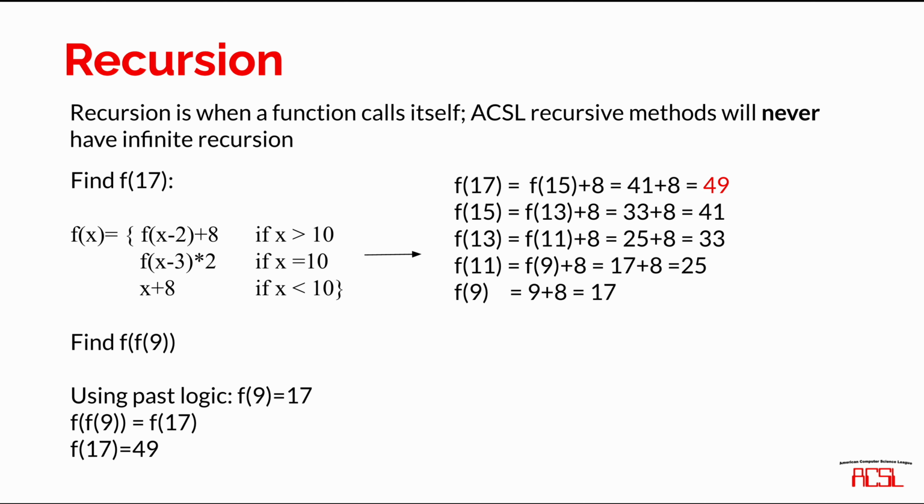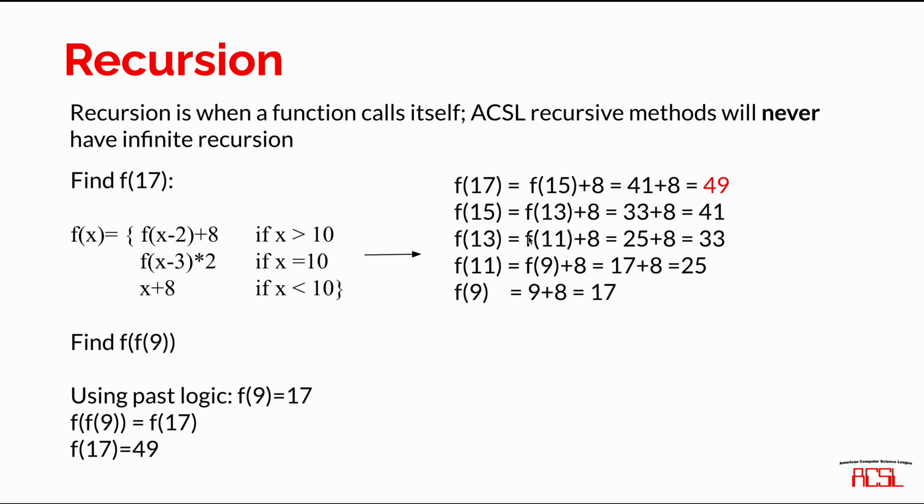Here it asks to find f of 17. We're going to start with our uppermost condition, which is if x is greater than 10. In this case, x is greater than 10, which means that the function is going to satisfy that condition, and we can set it equal to f of x minus 2 plus 8, which is, in this case, f of 15 plus 8. Next, we don't know what f of 15 is, so we need to solve for that too. f of 15 is also greater than 10, so that condition is true, which means that it's equal to f of 13 plus 8.